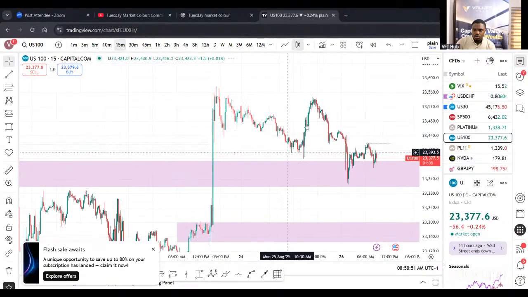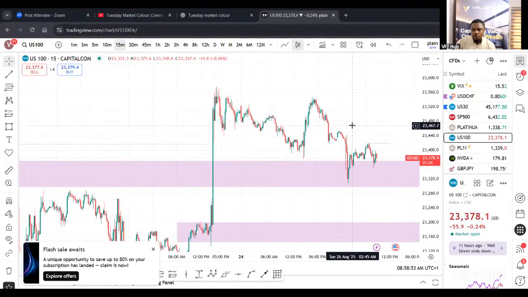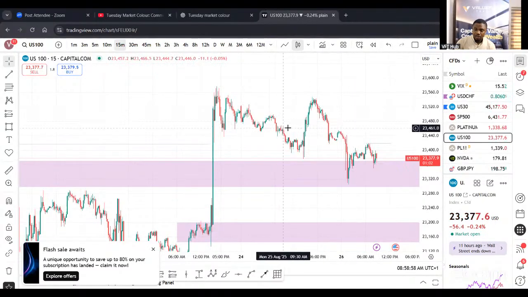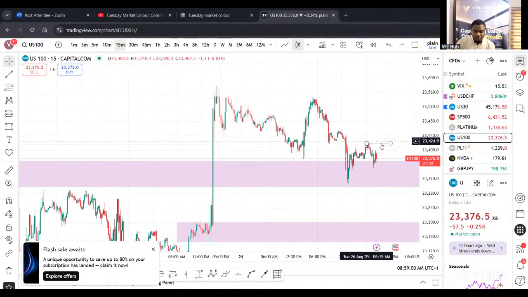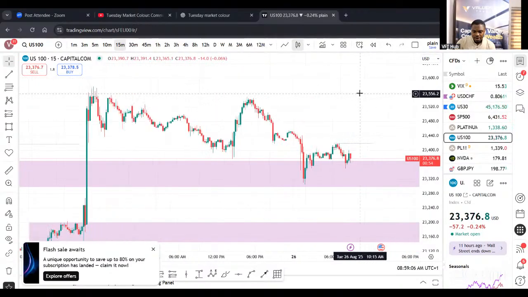You can see this looks like a, what's it called now? Like a flag, right? Like a flag, like a wedge, whichever you use, most likely a flag. I want to see a break above this, and then it will continue pushing price in its original direction.